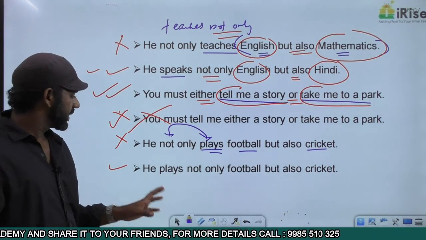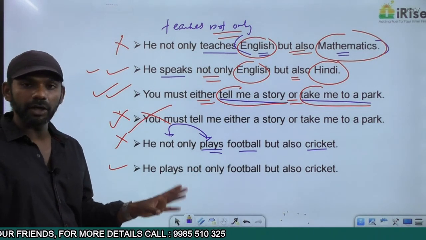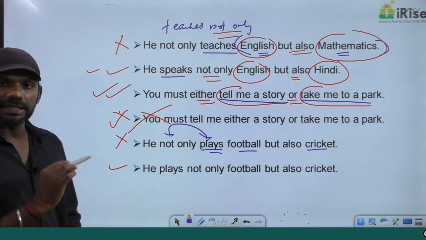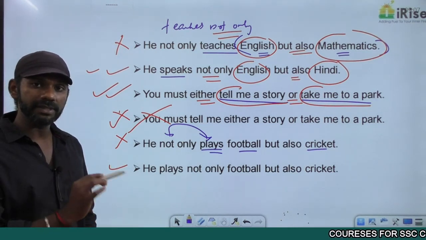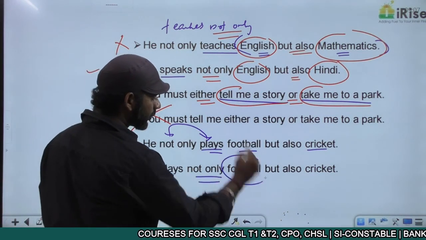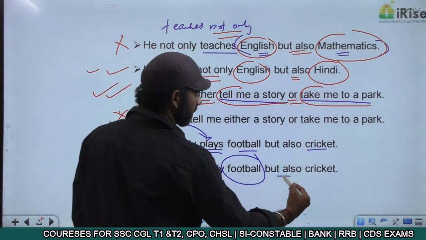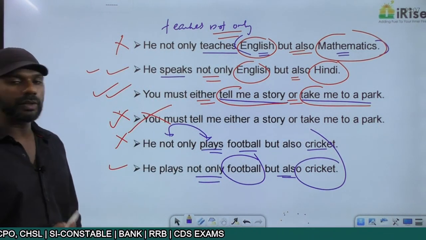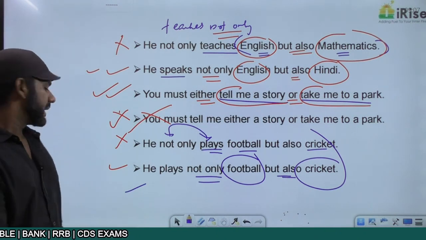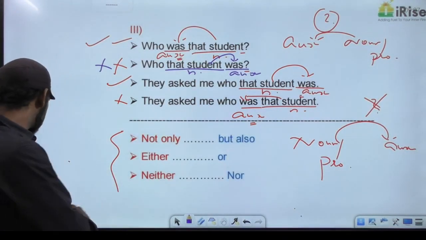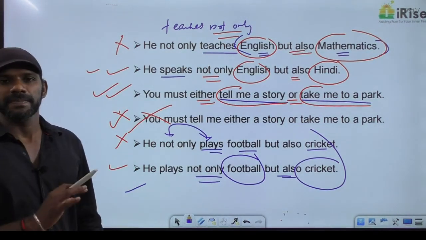Come to the last one. He plays not only football but also cricket. Only action is plays. And related to two entities, as I said, not only but also must connect those two entities. He plays not only football is the first entity, but also cricket is the second entity. Not only but also is connecting the two entities, grammatically correct. So when you find any of these usages in a sentence, just think about this rule. Clear?